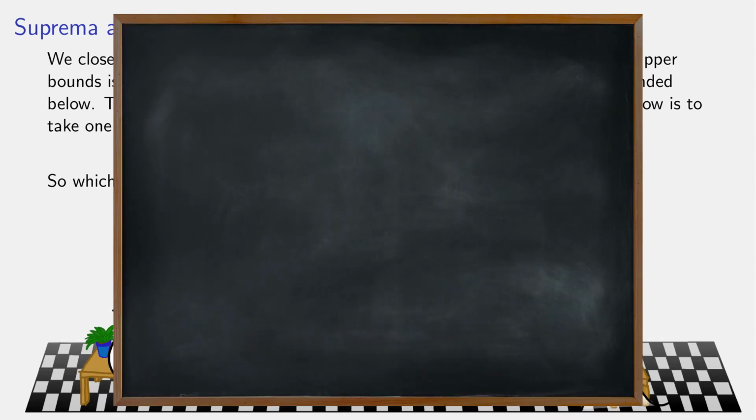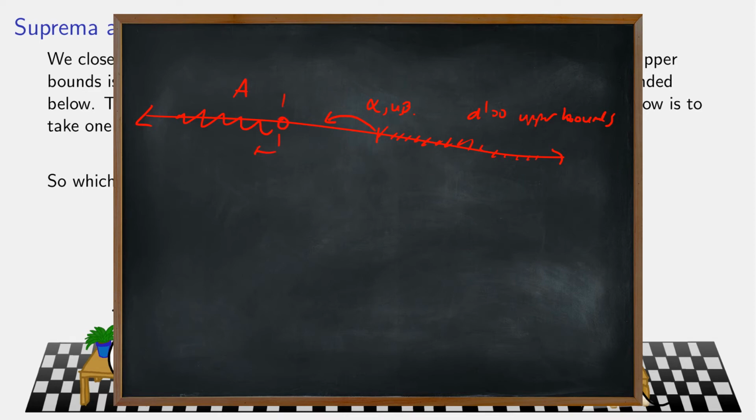So let's take a look at some drawings of possible sets. If I have a set A, here's our number line. Here's my set A. If this is an upper bound, then all of these are also upper bounds. It goes off to infinity. The question is, as I move left, is there going to be a point where this is an upper bound, but I can't move left and still be an upper bound? Is this point going to be an upper bound or not?